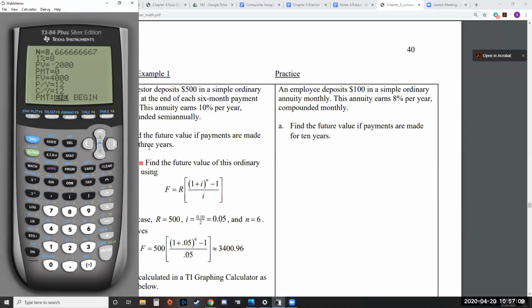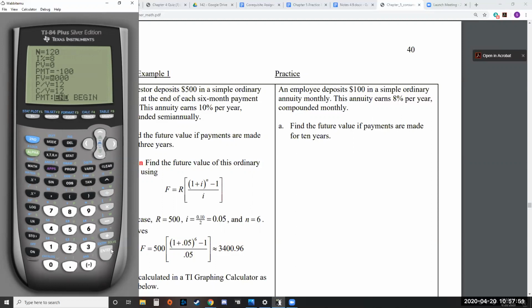So on this practice problem here on page 40, an employee deposits $100 in a simple ordinary annuity monthly. So that's going to be our payment. So we're going to go to payment, and I'm going to enter a negative 100 because we're losing that money when we invest it. I'm also going to go to present value and zero it out because we have payments instead of a lump sum present value. So there is no present value. Still have 8%. We're still compounded monthly down here. Find the future value. So we're looking for future value if payments are made for 10 years. So the last thing is we're doing it 12 times a year for 10 years. So there's 120 months, 120 for n.